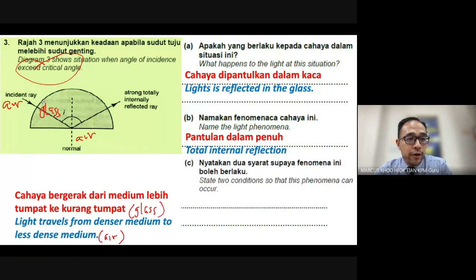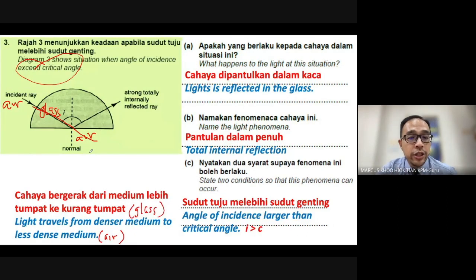Okay, the light wants to travel from the glass, wants to go out into the air, but it doesn't. Okay, it becomes total internal reflection. Okay, that's the first condition. Second condition, the angle of incidence must be bigger than the critical angle.